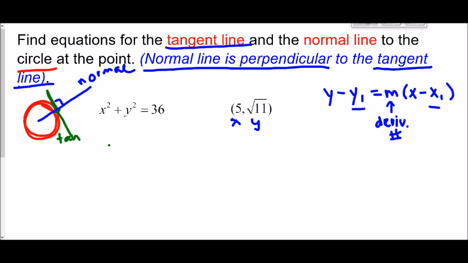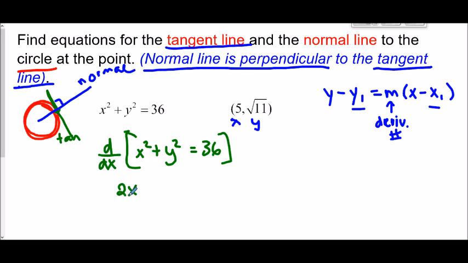The derivative, d over dx, of x squared plus y squared equals 36. So we have to take the derivative of all these things. The derivative of x squared is 2x. You can write dx. If that helps you remember to write the dy dx, that's fine, but you do not have to write it. Plus 2y. We took the derivative of y, so we need a dy dx. Then the derivative of 36 is 0.